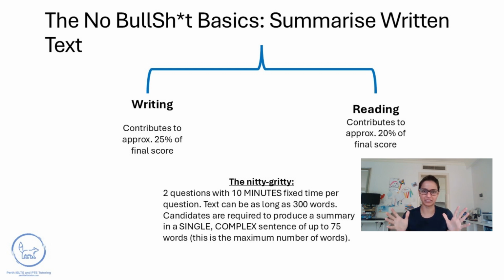Okay, but the nitty gritty. 2 questions, 10 minutes each. Fixed time question. Okay, the texts can be as long as 300 words. You are required to produce a summary in a single, complex sentence of up to 75 words. Okay, my sweet spot is a maximum of 70, so we're going from 65 to 70. That would be ideal. Anything more than 70, usually the grammar starts to suffer and it just starts to look a bit wonky. Okay, so try and keep it to 70, even though the maximum number is 75.